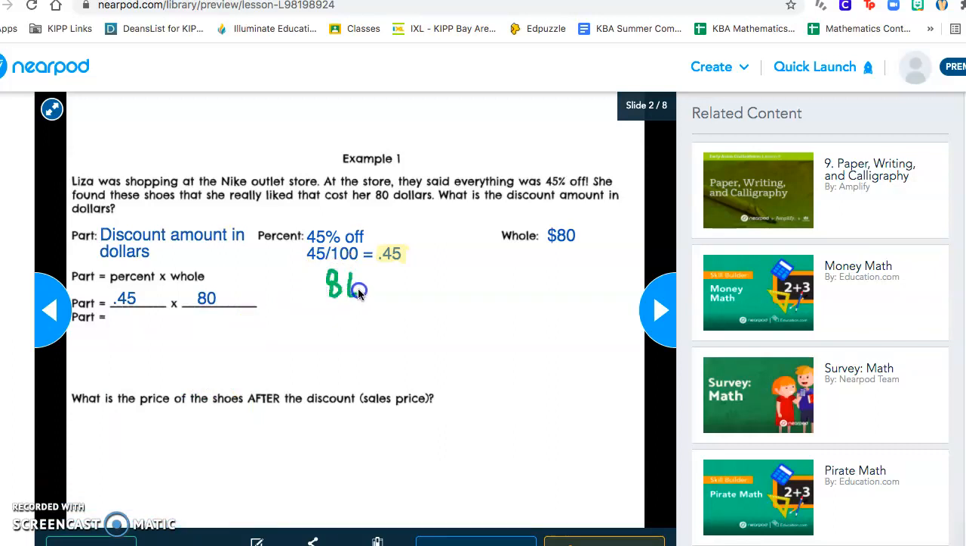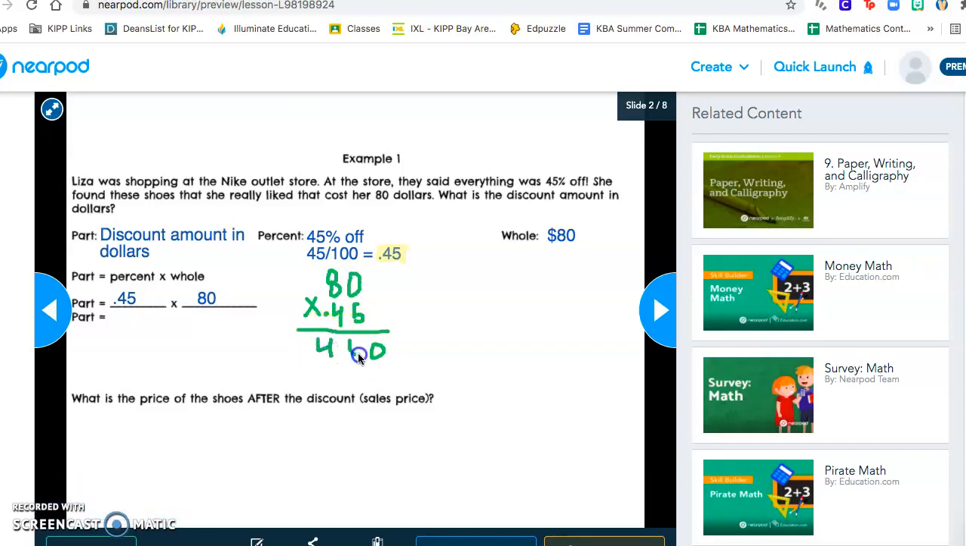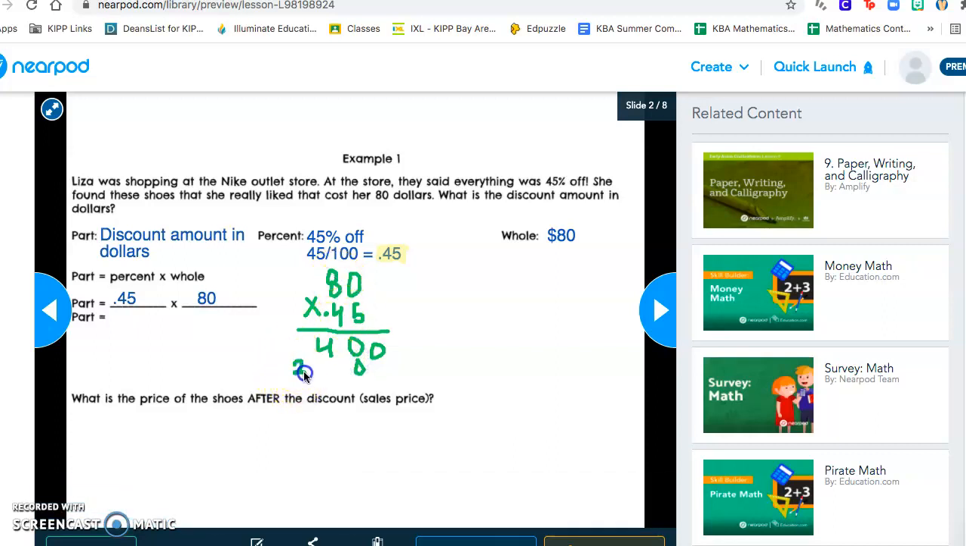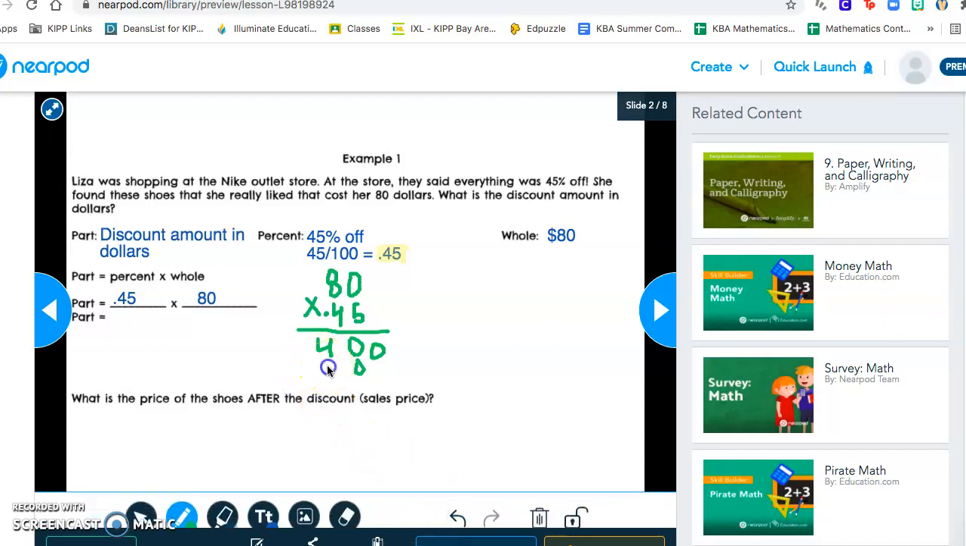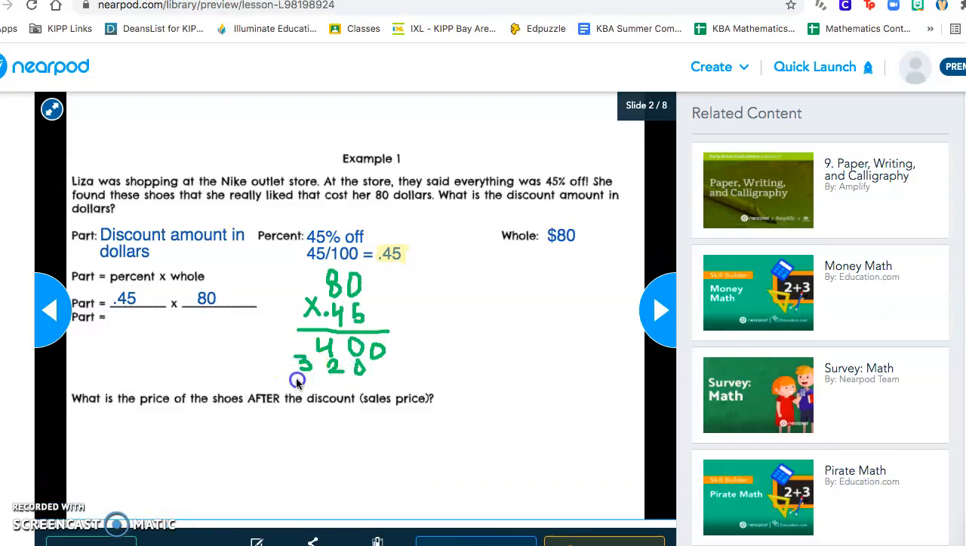I'm going to do this in a different color. We have 80 times 45 hundredths. So 0 times 5 is 0. 8 times 5 is 40. 0 times 4 is 0. 8 times 4 is 32. And remember that these should be aligned so you don't mess up with the adding.